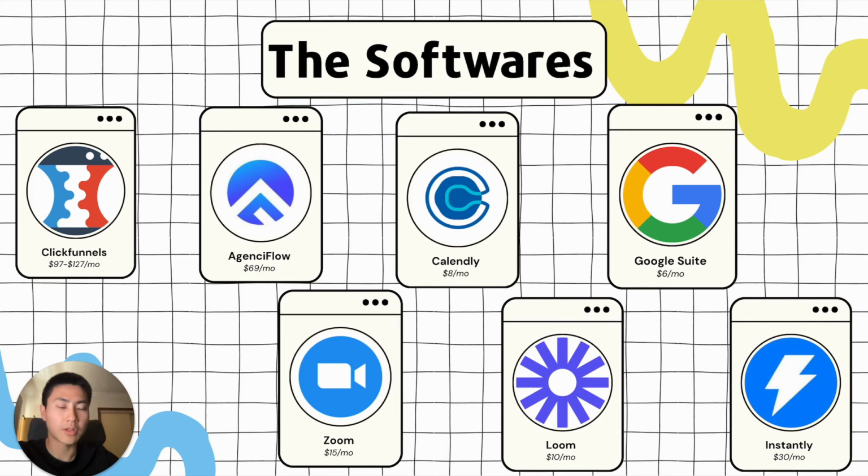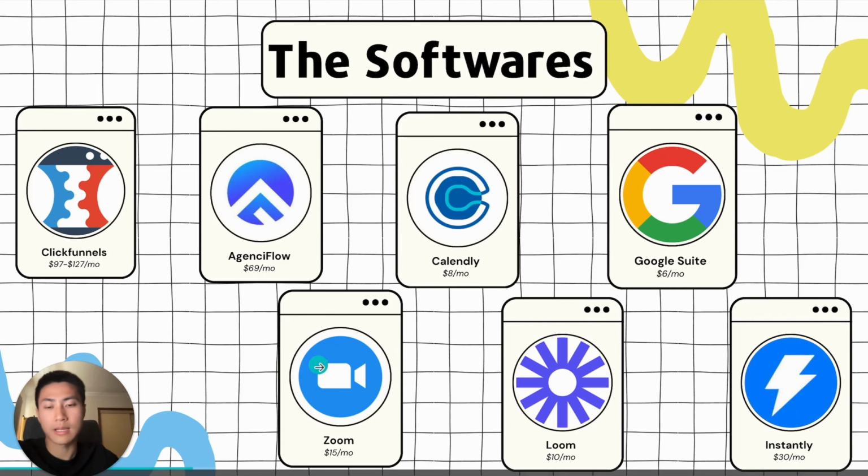Next, we've got Agency Flow. This is Iman's own software, which is a CRM. On top of that, it has invoicing features as well as a communication platform that's native on the software. We've got Calendly. This is just a simple calendar software. Then you've got your Google Suite. Its role is mainly for any business registrations or domains.